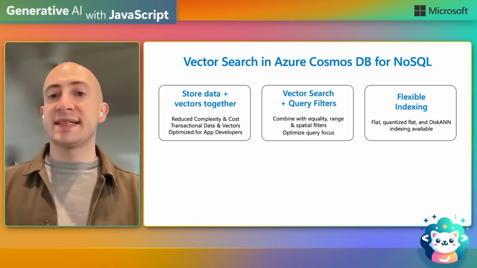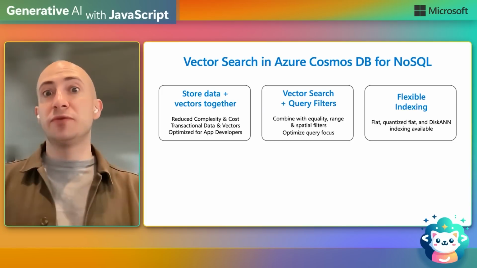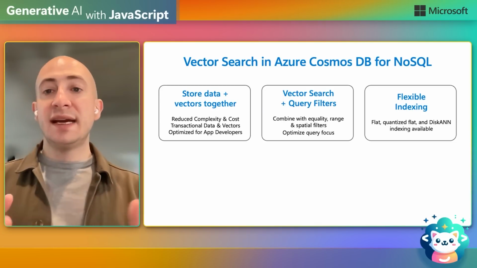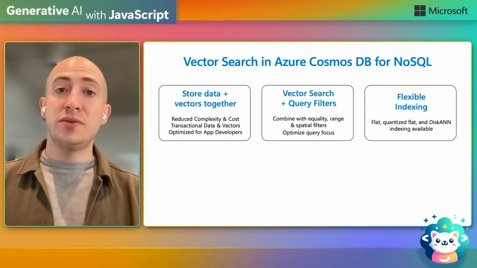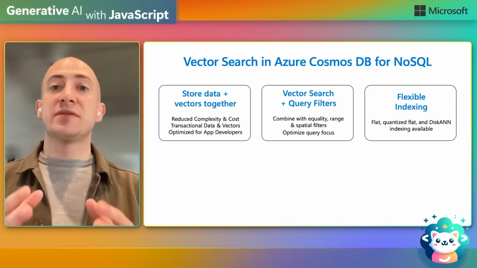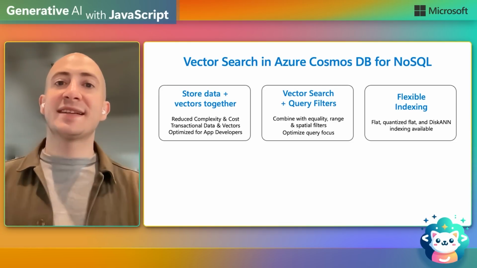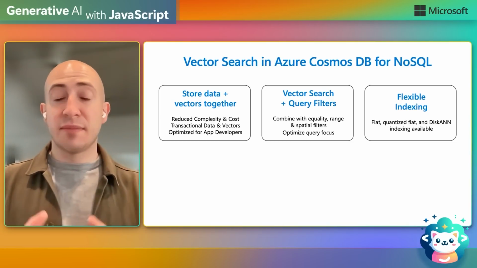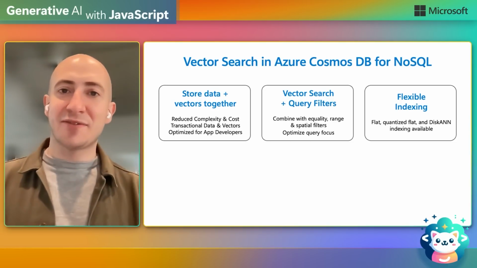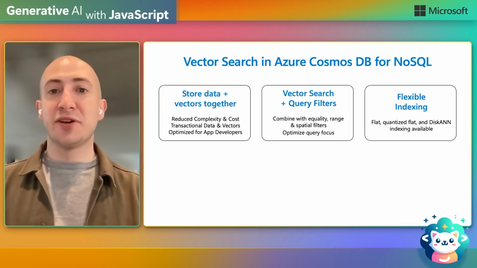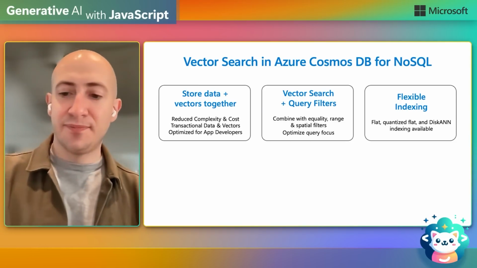And we offer multiple indexing types, from a flat or brute force or exact search to a quantized or compressed flat search, and then even DiskANN, which is a new algorithm that we're making available in a Microsoft product for the first time that allows very efficient vector search at scale. And this is something that was developed internally at Microsoft Research. We've used it internally in Microsoft products, and we're really excited to bring it to you for your vector search scenarios in Azure Cosmos DB for NoSQL.